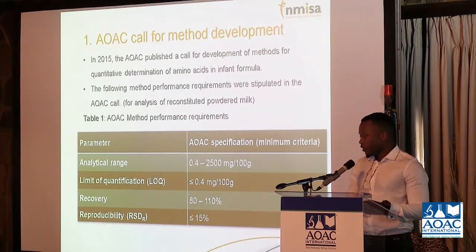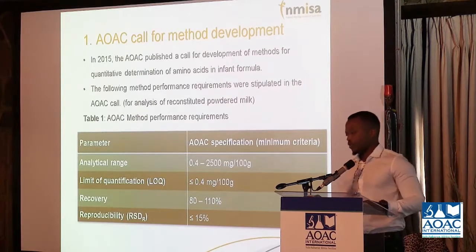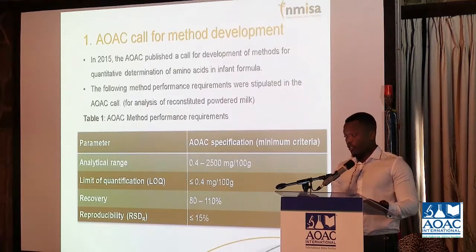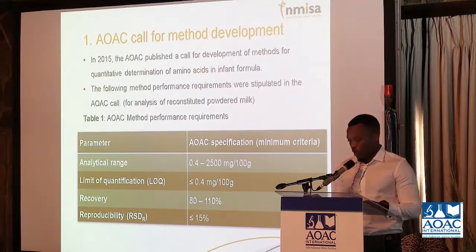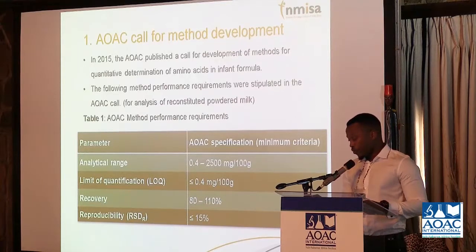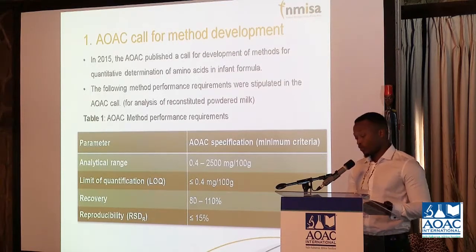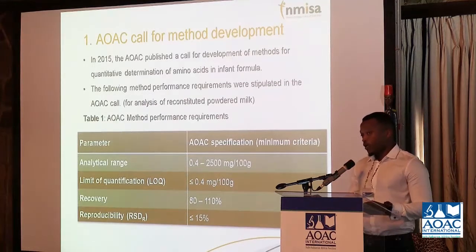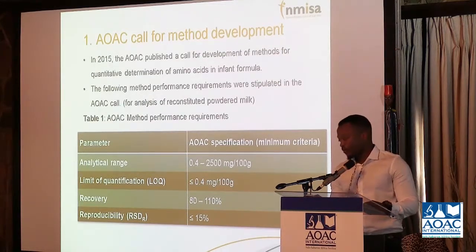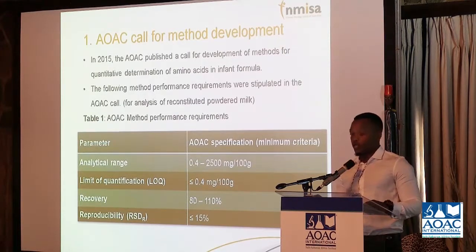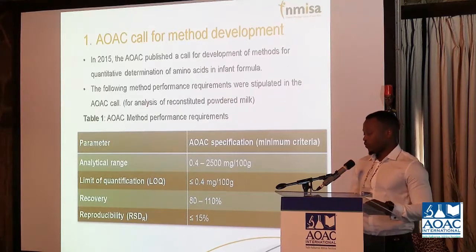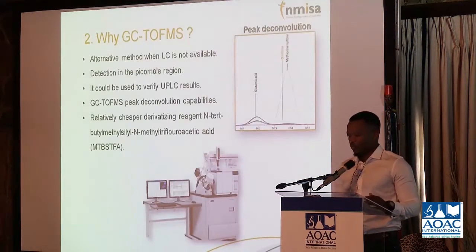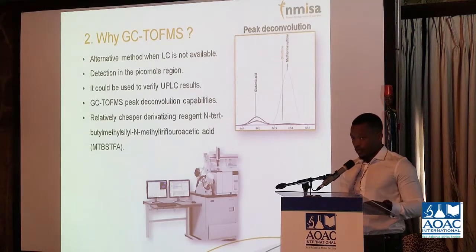So in 2015, the AOAC made a call for development of methods for analysis of amino acids in infant formula. The method performance requirements stipulated in the AOAC call were as follows. This is basically based on the analysis of reconstituted powdered milk. The calibration range required was between 0.4 milligrams per 100 grams to 2,500 milligrams per 100 grams. The limit of quantification should be less than 0.4 milligrams per 100 grams, and the recovery expected is between 80 and 110%, with a reproducibility of less than 15%.